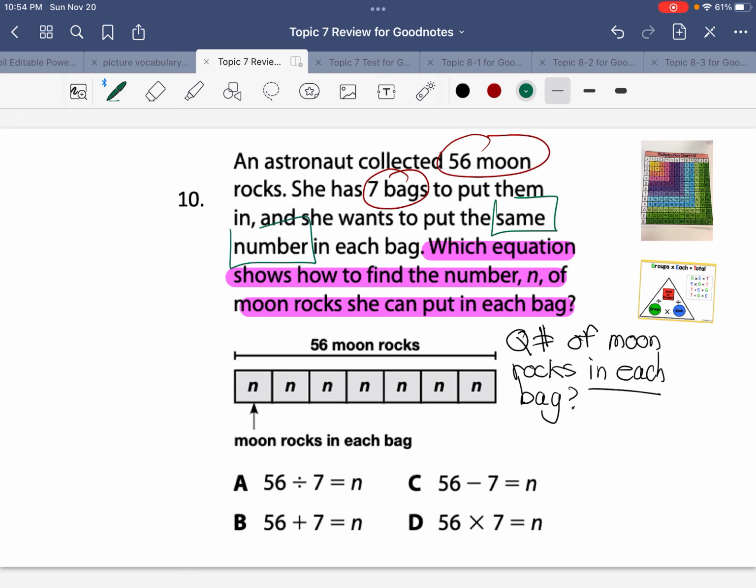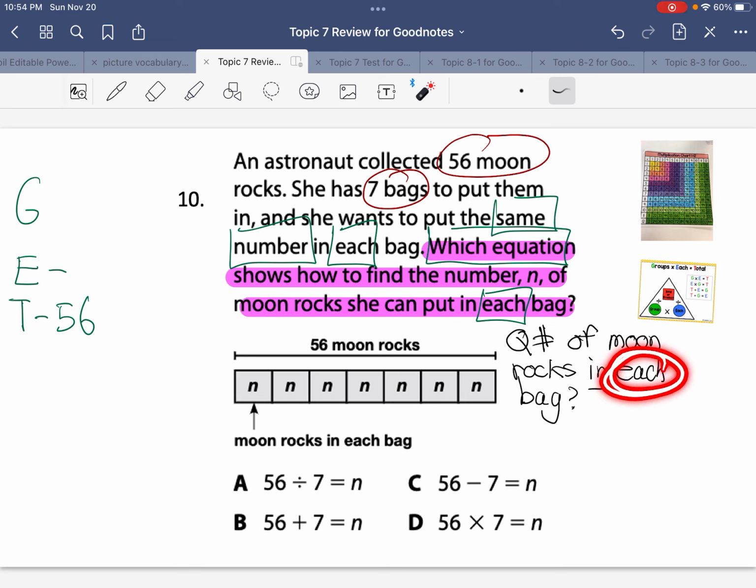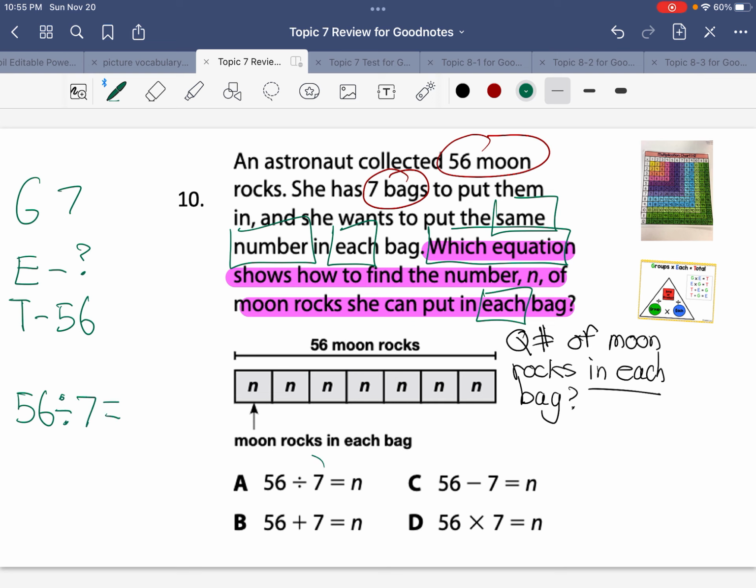Box in my keywords. Same number. Each. Which equation? Each. Okay, I'm going to do my get. Groups, each, total. My total is 56. My each, if I look at my question, number of moon rocks in each bag, I don't know it. So my groups is 7. And I'm only trying to do the equation. I'm not looking for an answer. So I'm going to write 56 divided by 7, which is A.